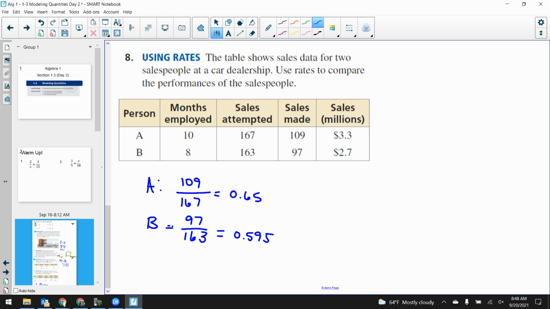And you had it flipped around, right? I have 1.53, which is fine. These would be 1.68. These numbers would be different, but the conclusion would be the same. Because person B's number was bigger when you did sales attempted versus made, that means he was less efficient. He had to make more attempts for every one sale made.